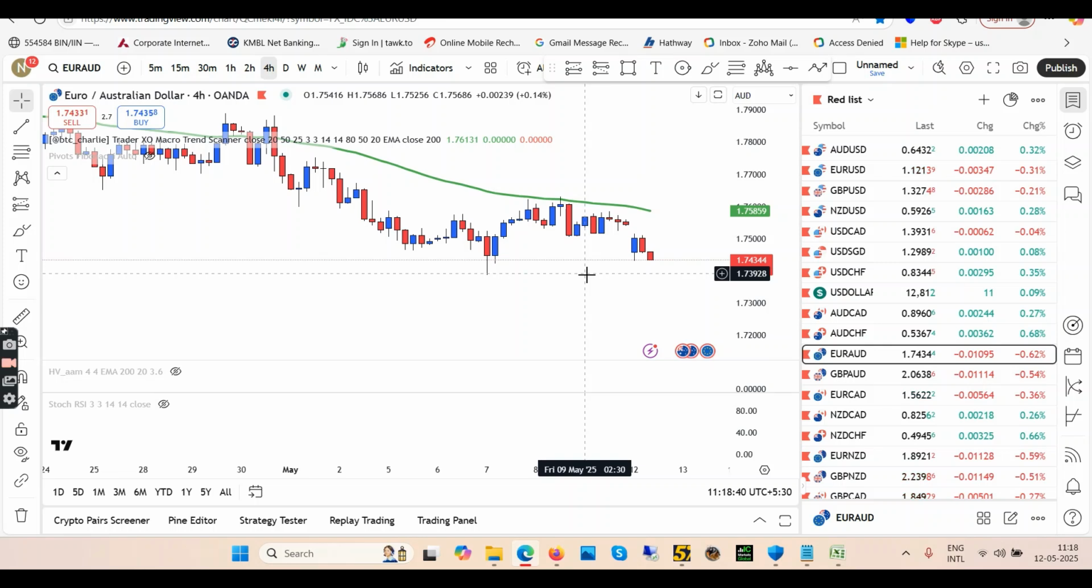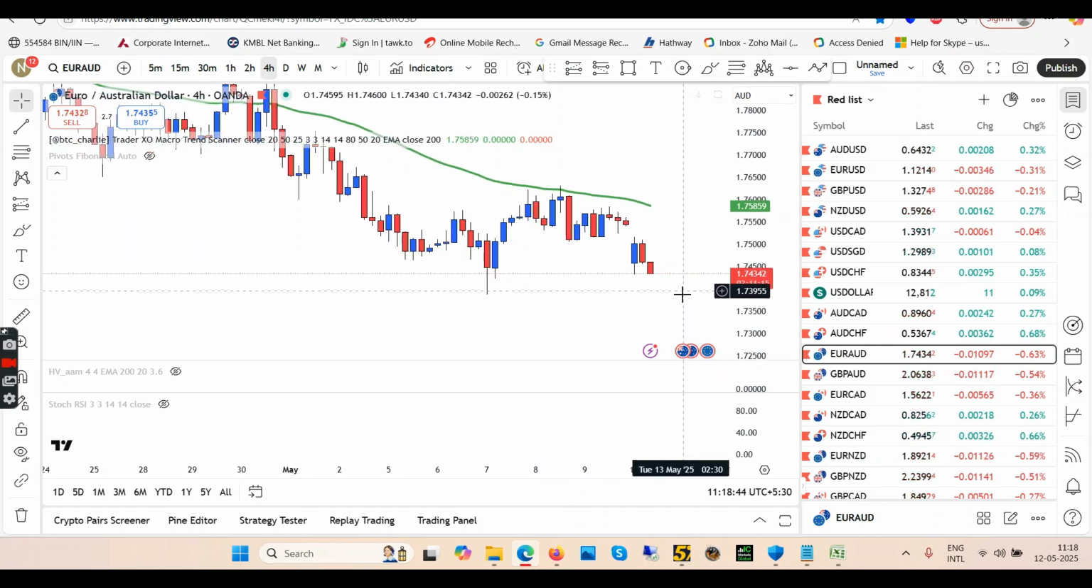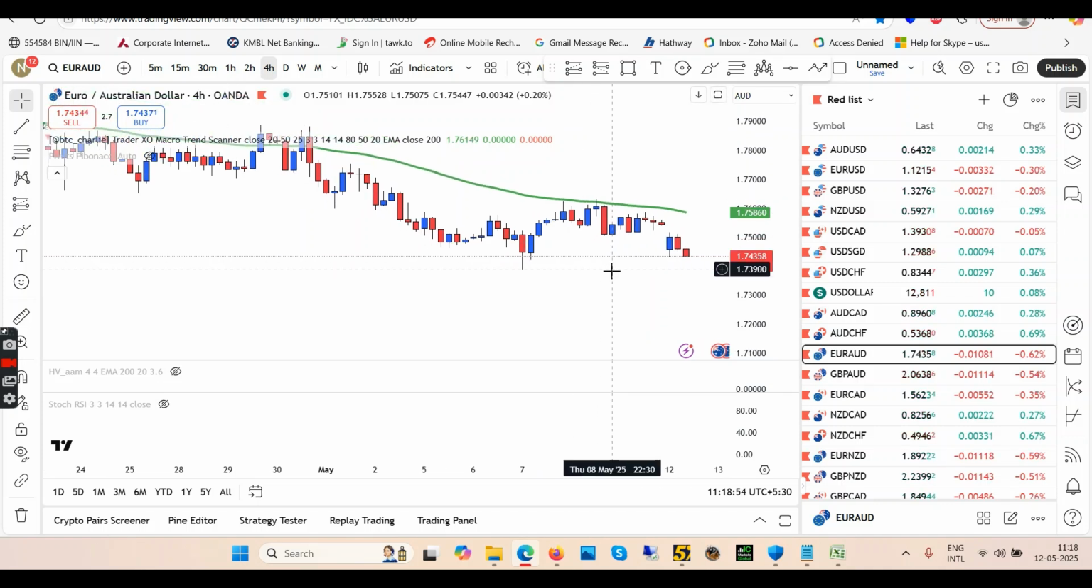So if you want to trade Euro AUD, keep it simple. Enter short positions after every pullback. For example, right now we are going down. So let it go down, then pull back, then enter, and then take your profits, right? So long story short, we are in the downtrend now, Euro AUD.